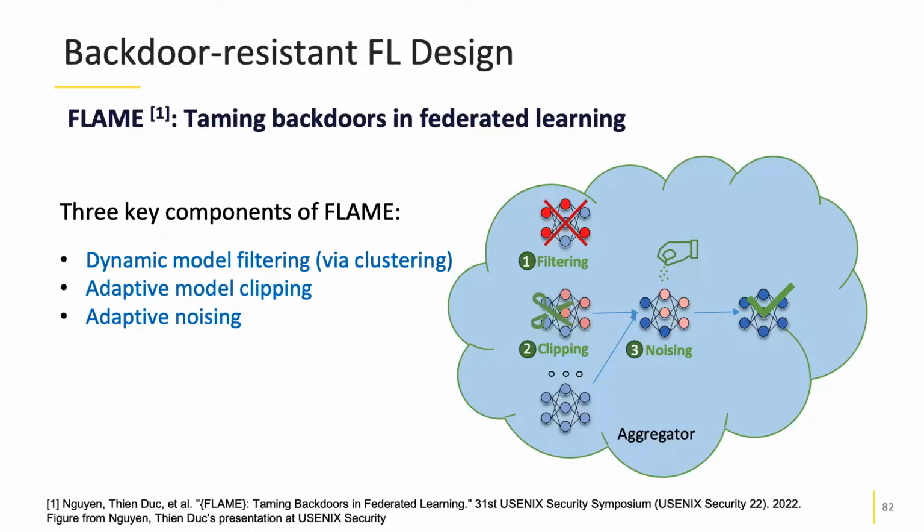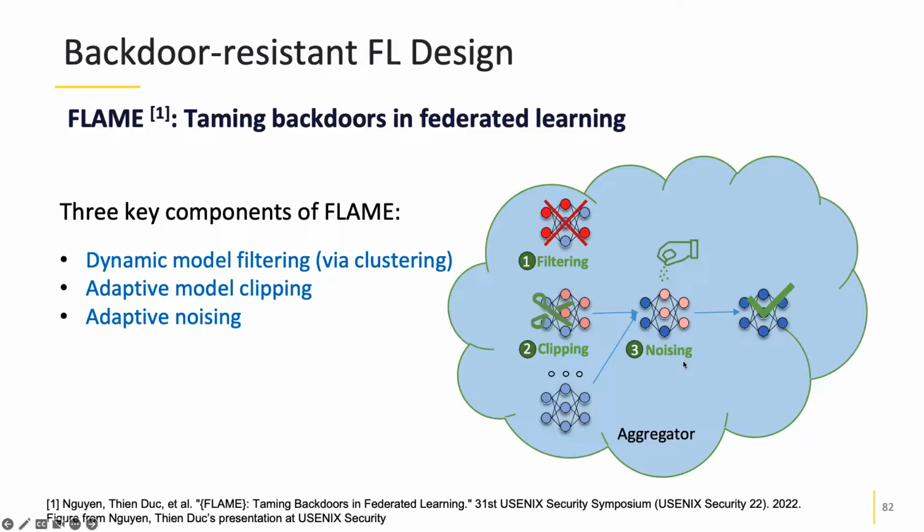The second component of FLAME, as shown here, is adaptive weight clipping. In this module, the median of local update magnitudes is computed and used as a dynamic threshold to clip the uploaded local models from all clients.